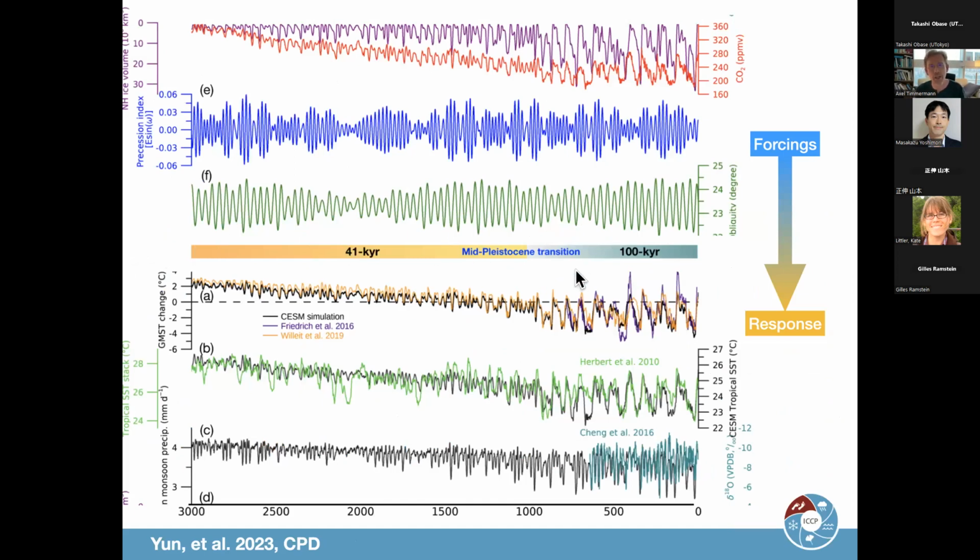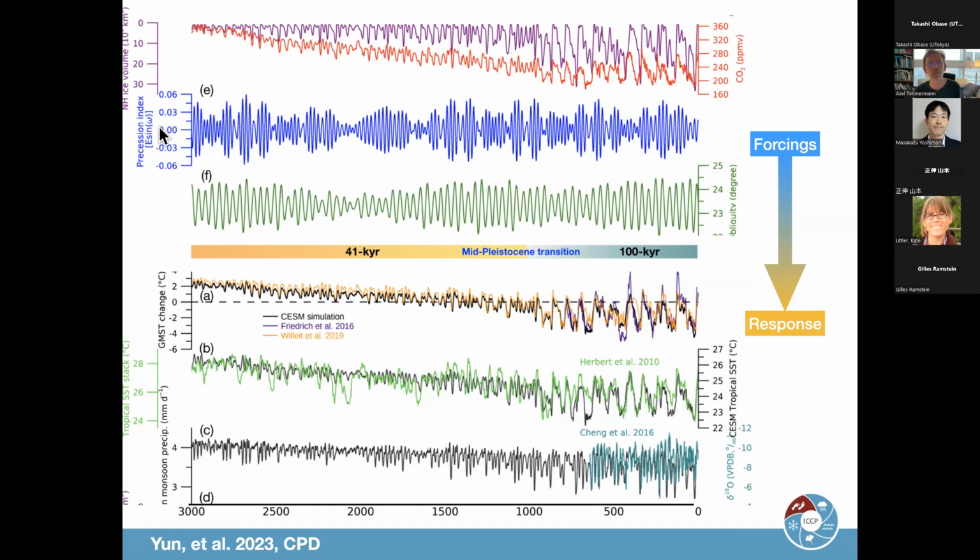And the main changes that you see in the orbital frequencies that occur in our climate model simulation are included in the ice sheet and in the CO2 forcing. So we are not solving the mid-Pleistocene puzzle here. This was already addressed in the original Willeit and Ganopolsky climate model simulation.